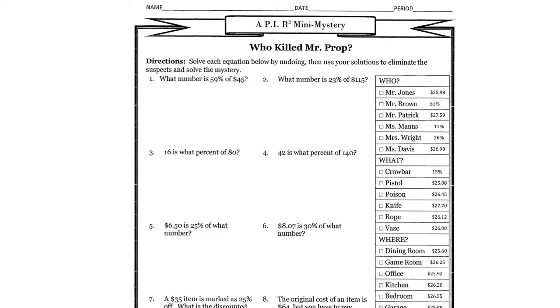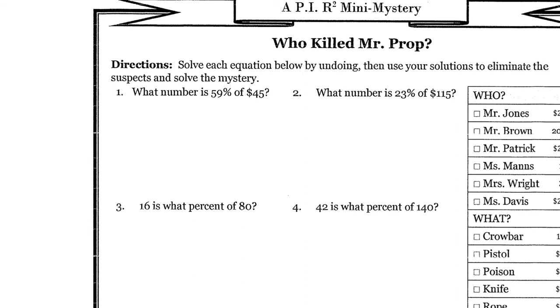Now, I'm just going to do a couple of these with you. All right, so let's go ahead and look at these first ones. All right, so what number is 59% of 45? So this goes back to those equations of percent times whole equals our part that we've done before. So do we know the percentage? Yes, we do. It's 0.59 as a decimal. And it says what number is 59% of 45? So we're trying to find the part.